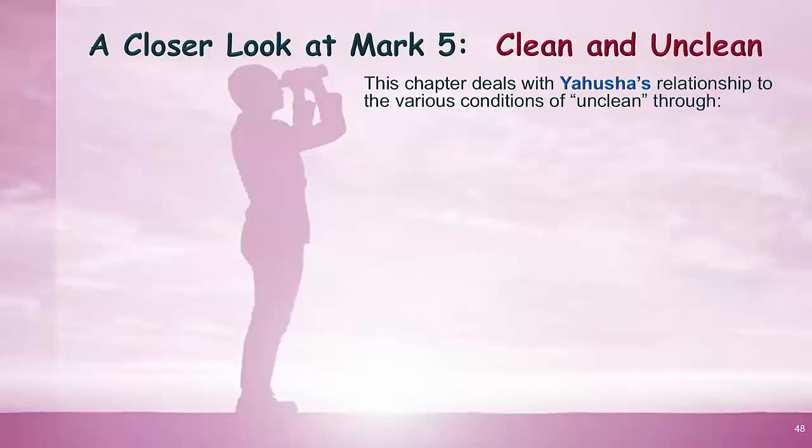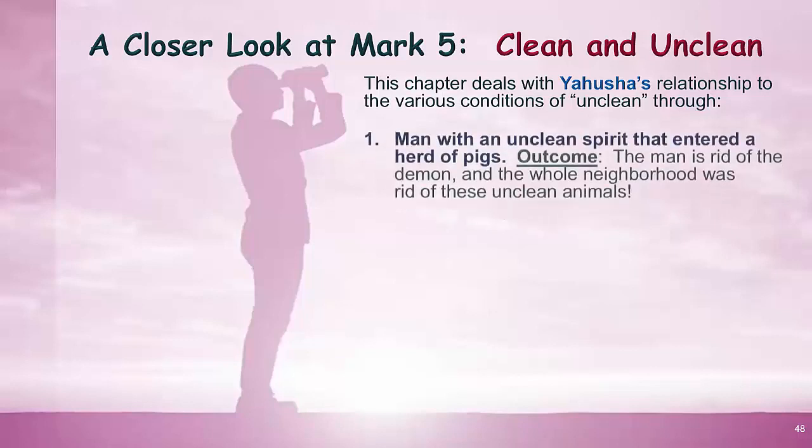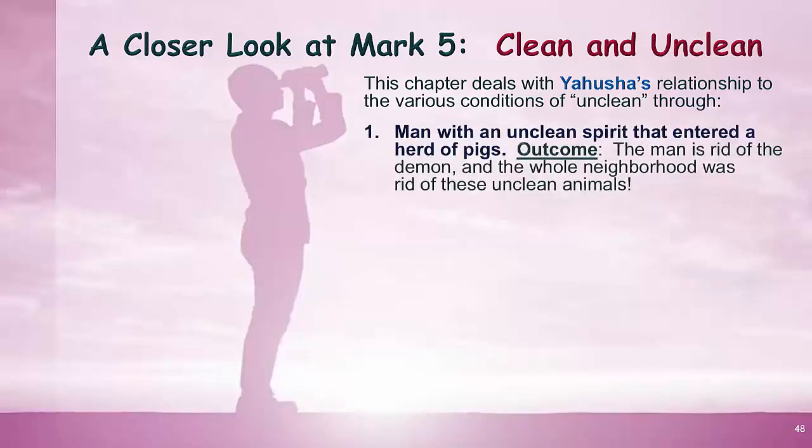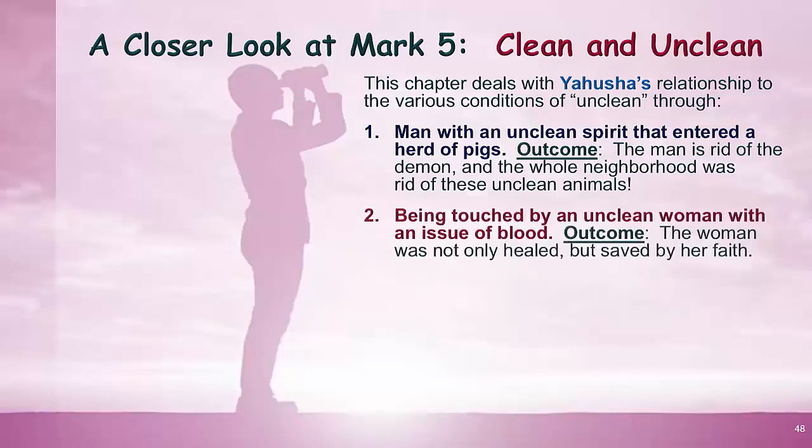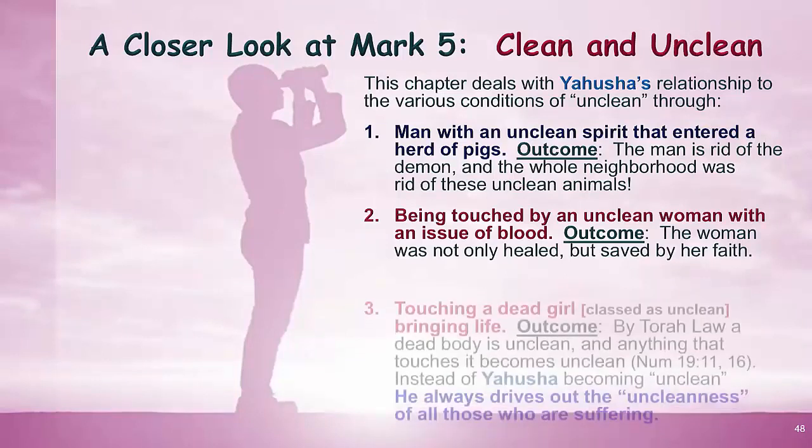Let's have a closer look at Mark 5, clean and unclean. This chapter deals with Yahusha's relationship to the various conditions of unclean through, number 1, a man with an unclean spirit that entered a herd of pigs. What was the outcome? The man is rid of the demon, and the whole neighborhood was rid of these unclean animals. Number 2, being touched by an unclean woman with an issue of blood. What was the outcome? The woman was not only healed, but saved by her faith.